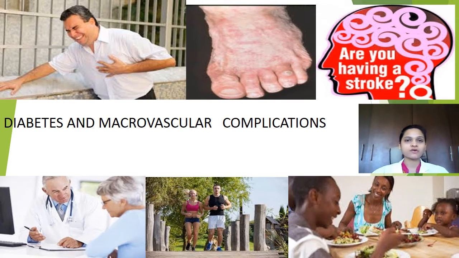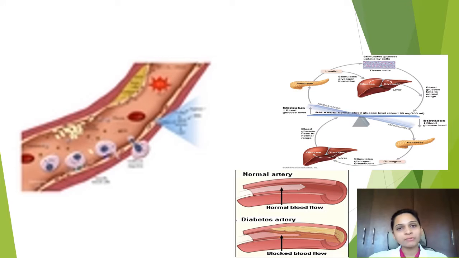Today I would like to talk on diabetes and macrovascular complications. Now let me explain what diabetes is and how it leads to complications. Diabetes is a condition in which the body is not able to produce adequate insulin. Insulin is a hormone which is required to metabolize your blood glucose. And when your glucose is not metabolized, there is an increase in blood sugar level.